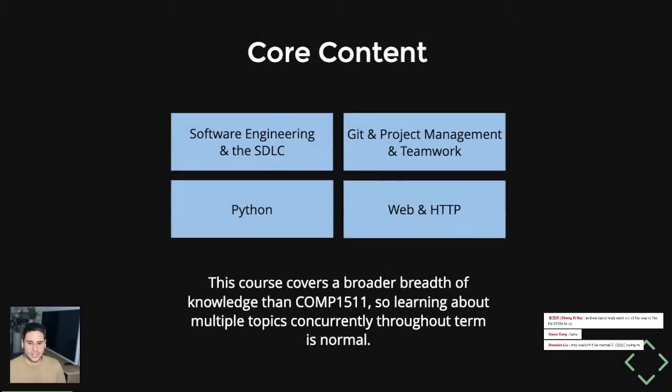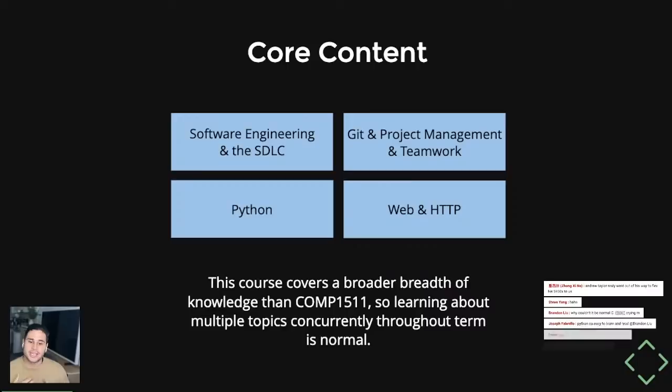So what is the core content if it's not just Python then? It's software engineering and the software development lifecycle, which we'll talk about. It's how do we actually write code in teams? That's Git, which is one of the most important tools in the last 10, 15 years. And we're going to talk about that in the second half of the lecture. It's about project management. How do you make sure that you're on track? How do you make sure that your projects are going to be successful?